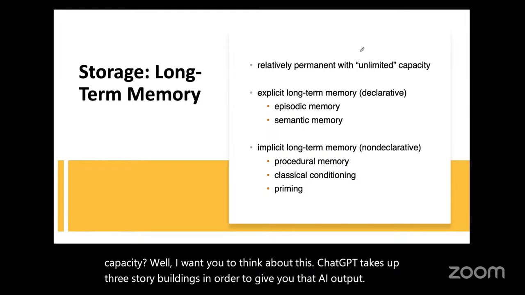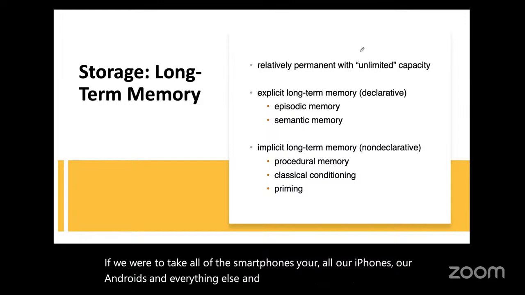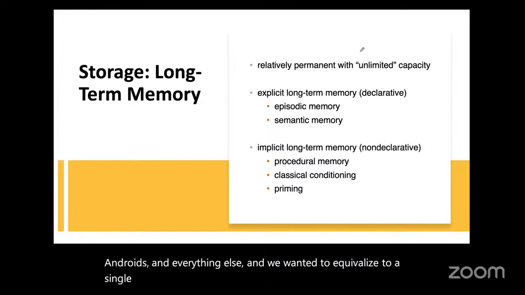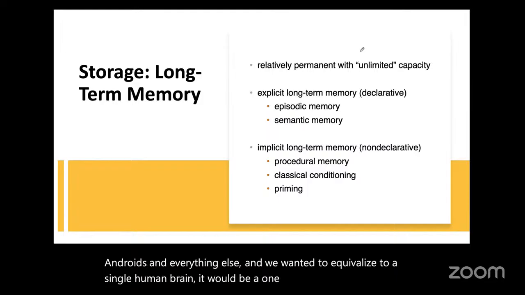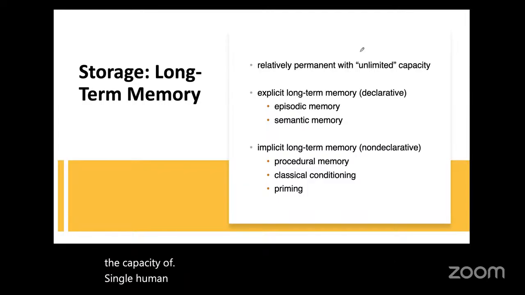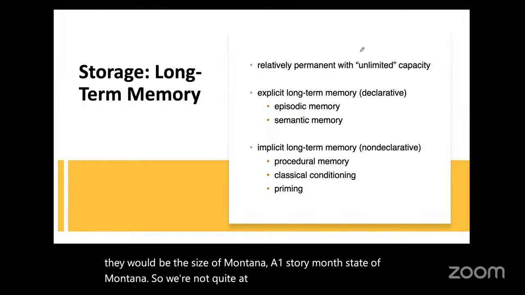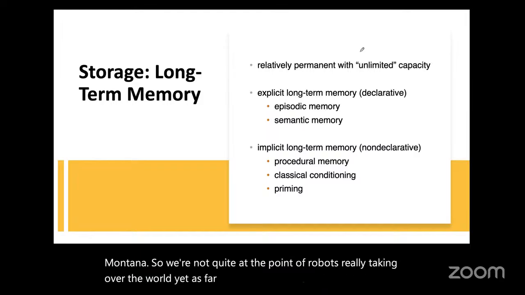If we were to take all of the smartphones, all our iPhones, our Androids, and everything else, and we wanted to equate them to a single human brain, it would be a one-story tall building the size of Montana that we would have to put our iPhones in, in order to meet the capacity of a single human brain. So, are Terminators possible? I would say so, but they would be the size of Montana, one-story state of Montana. So we're not quite at the point of robots really taking over the world yet, as far as having human capabilities. Just if you want some relief on that end.